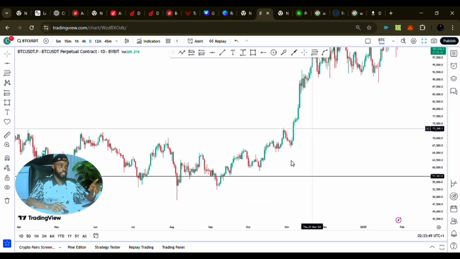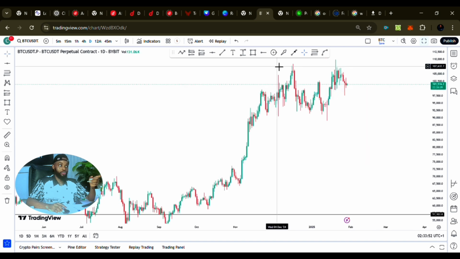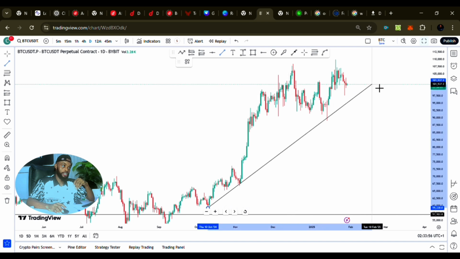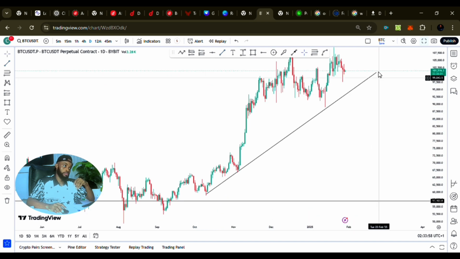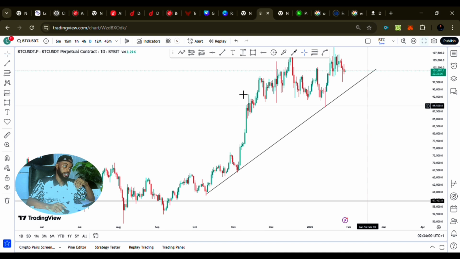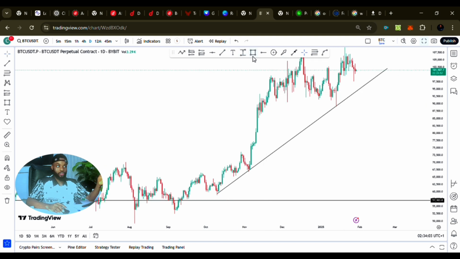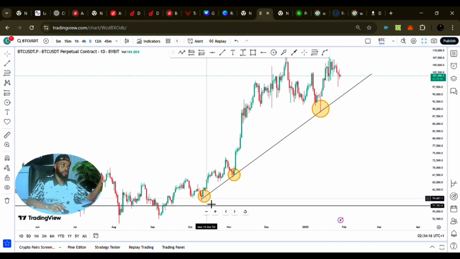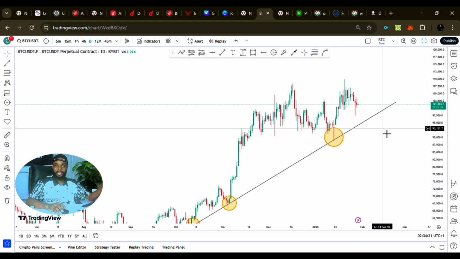You can see the market is bullish on BTC on the 1 day time frame. You pick up your trend line and draw like this, and as you can see, it's touching more than these swing lows. You can see the swing lows. This is the confirmation that BTC is in an uptrend, not a downtrend. This is the first swing low, the second swing low, and this and this. This is what you do on the 1 day time frame.